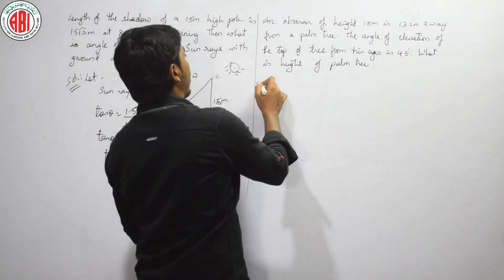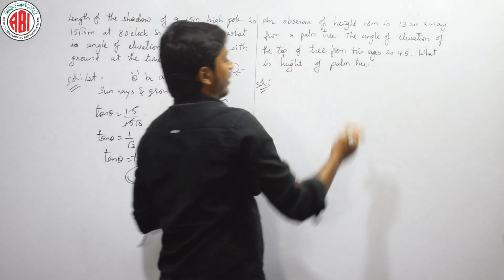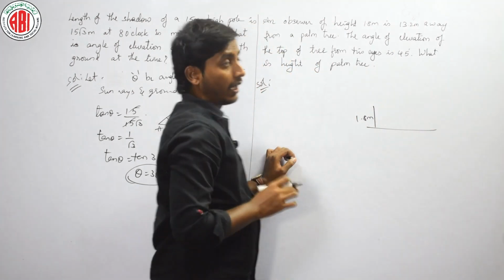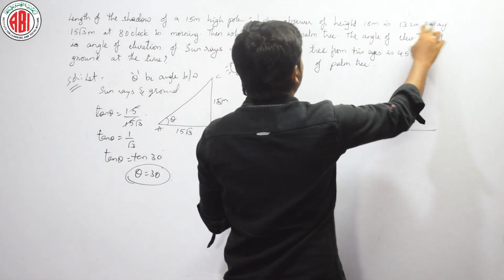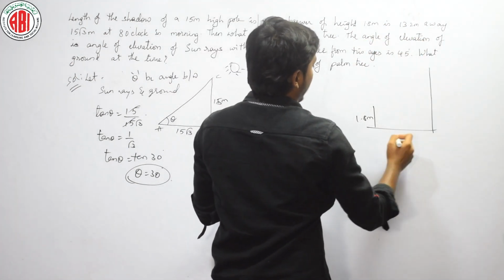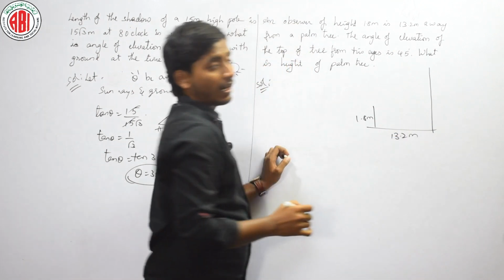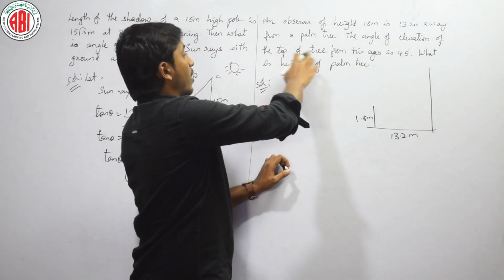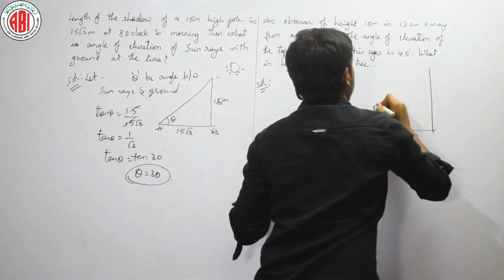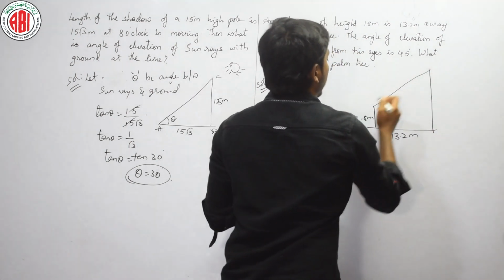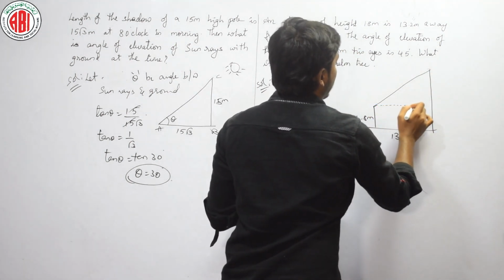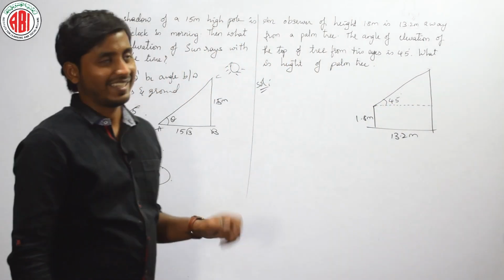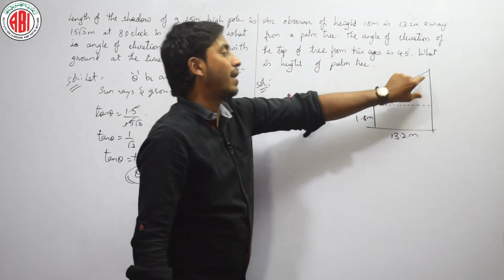An observer of height 1.8 meter, see here, there is an observer of 1.8 meter standing on the ground, is 13.2 meter away from a palm tree. For example, if this is a palm tree, he is 13.2 meter away. Then the angle of elevation to the top of the tree from his eyes is 45, which means the angle is made with the horizontal line, right? We will not take the angle somewhere at the bottom. Then he is asking us to find the height of the palm tree.